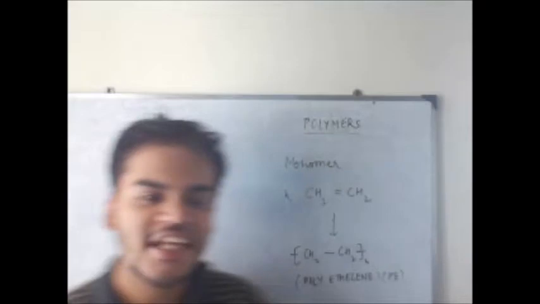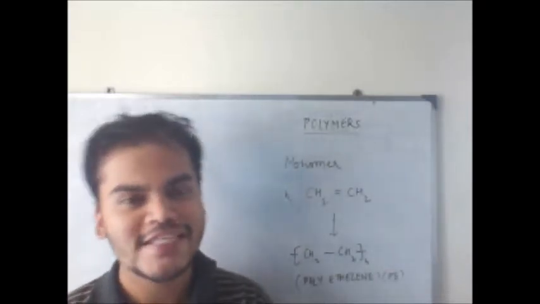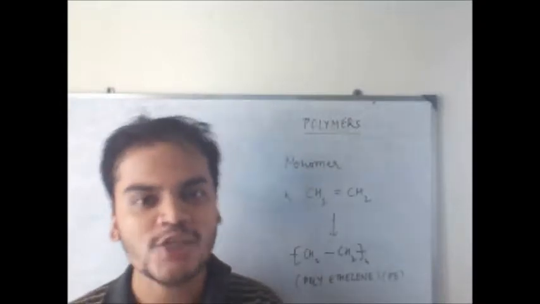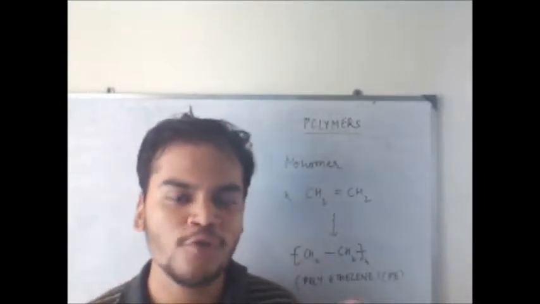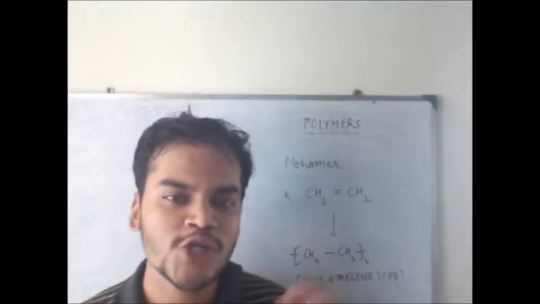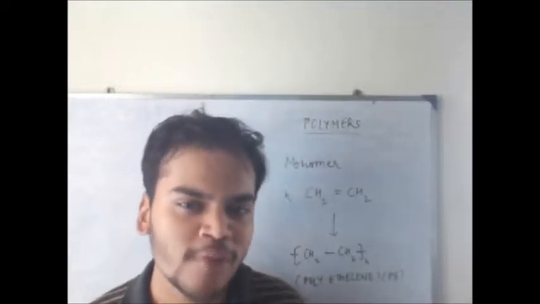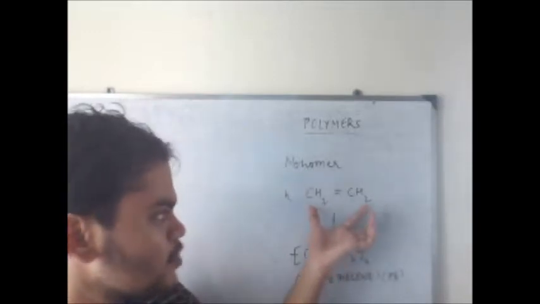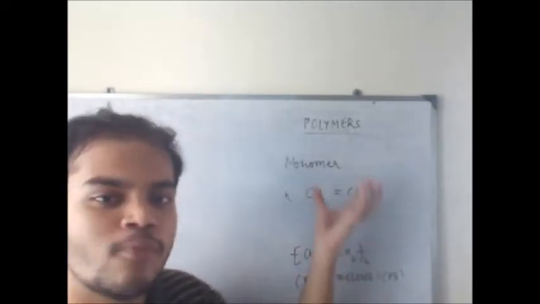So what exactly is a polymer? It is simply an assemblage of smaller molecules called monomers which are repeatedly linked together to form a macromolecule. And this big macromolecule is what we describe as a polymer. For example, take up an ethylene molecule, CH2=CH2. This is what we call a monomer.